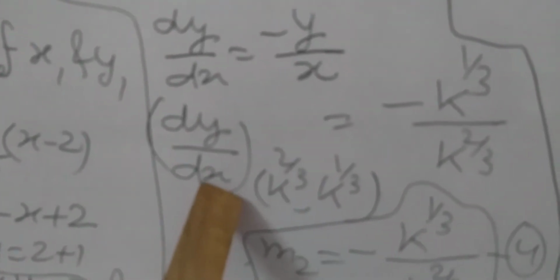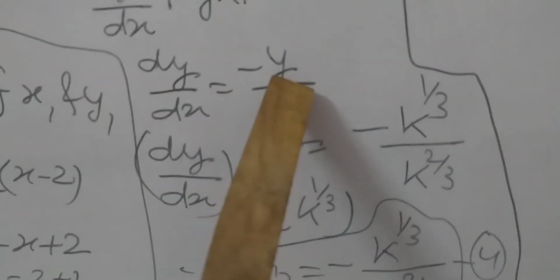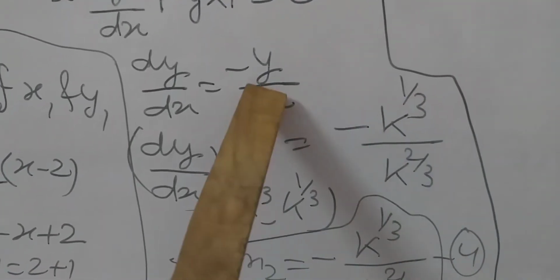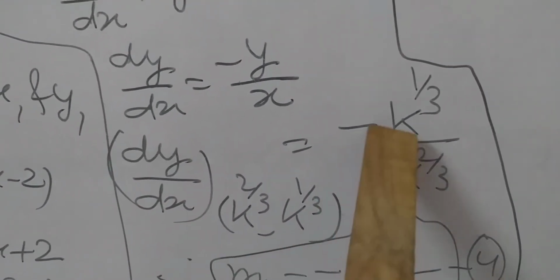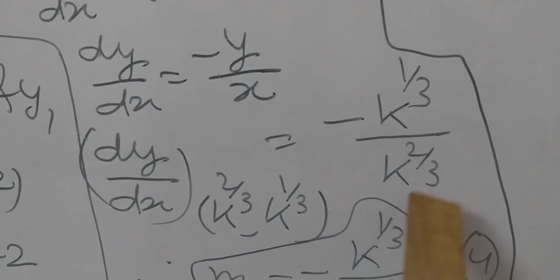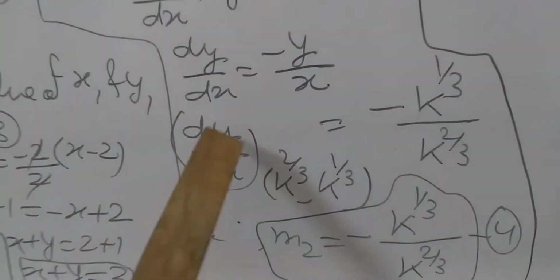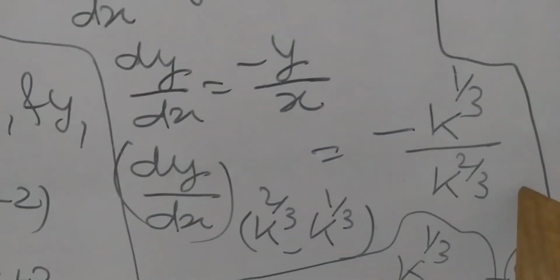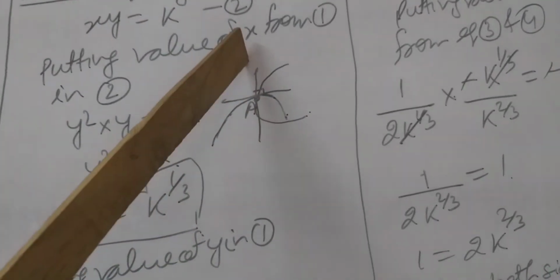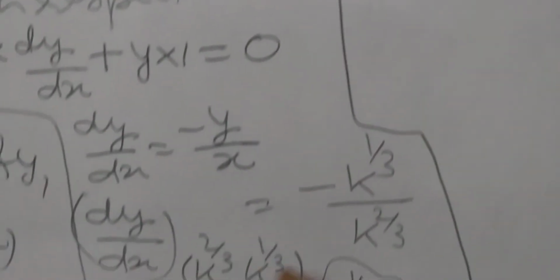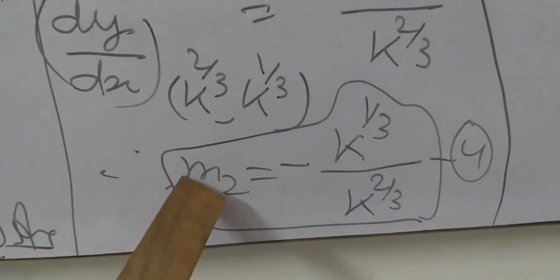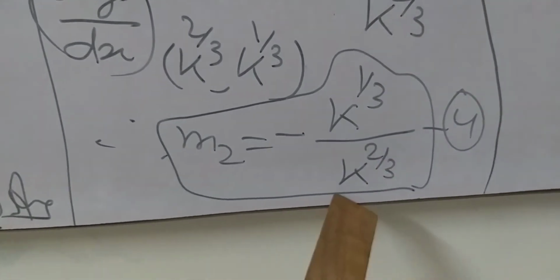Because both curves intersect at this point, that's why we are going to put the value of y as k to the power 1 by 3 and the value of x as k to the power 2 by 3. So dy by dx at this point equals minus k to the power 1 by 3 upon k to the power 2 by 3. This is the value of the slope of the tangent of equation number 2. So this is the tangent. Okay, so its slope is this. So let us suppose it as m2. m2 equals minus k to the power 1 by 3 upon k to the power 2 by 3.